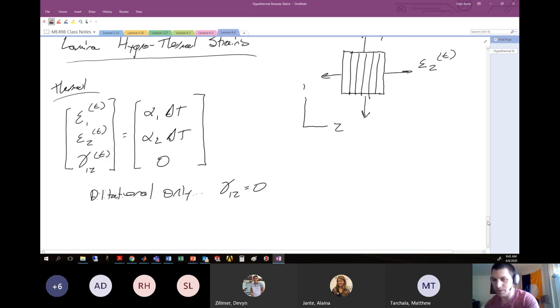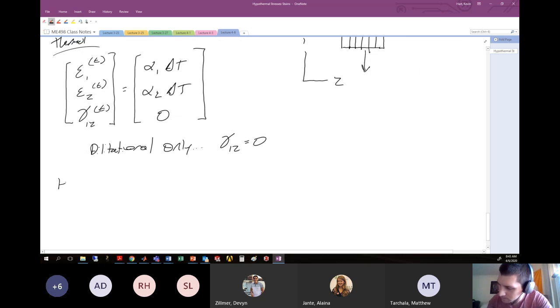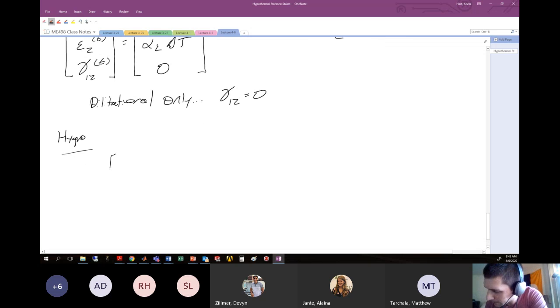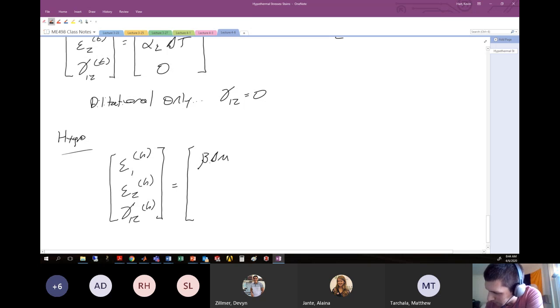We can also have your hygro. Hygro is also dilatational. So you'll get some strain in the one direction, strain in the two direction, and some shear strain here with the H moniker. And here now we don't have alpha delta T, we have beta 1 delta M, beta 2 delta M. And here we have no shear strain which develops in 1, 2.